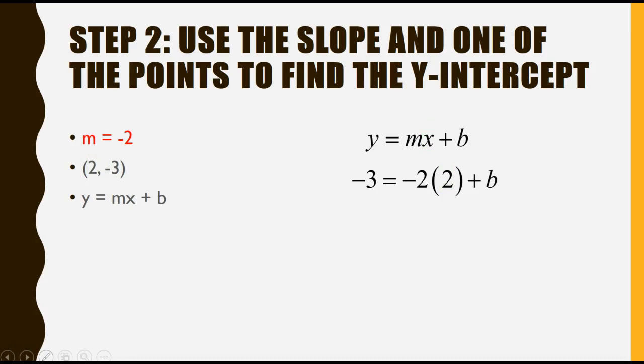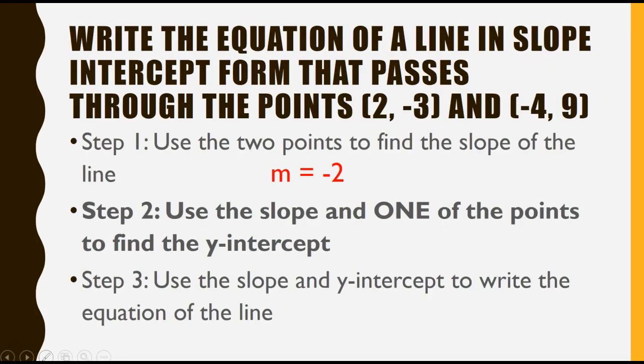So let's see if we can correctly calculate our y-intercept. And we get that 1 is b, or that our y-intercept is at 1. So I used the slope and one of the points to find the y-intercept, and we calculated that b is 1.